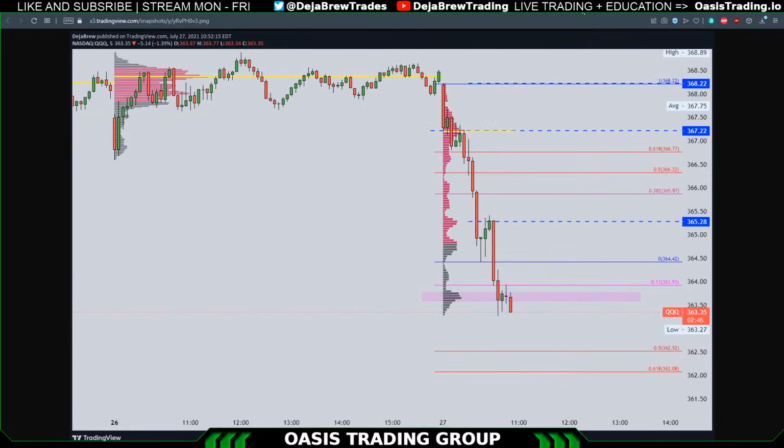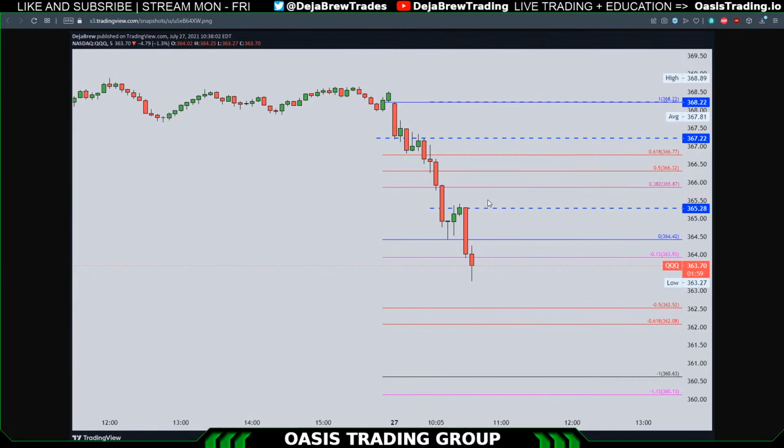Okay, so let's go back to this image for a second here. These three lines would be the Q's initial balance. So we have the initial balance low, the POC, and the initial balance high. This is clearly bearish because right after we put in that low, we started breaking below it.